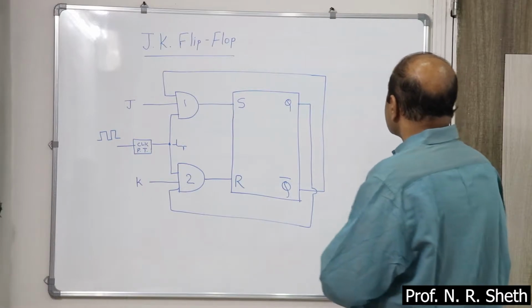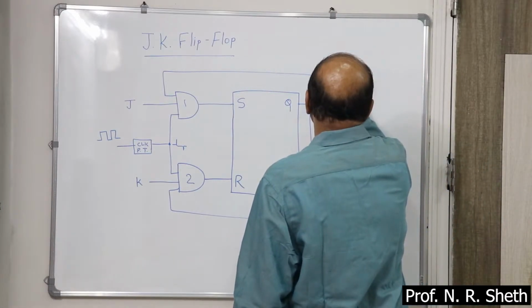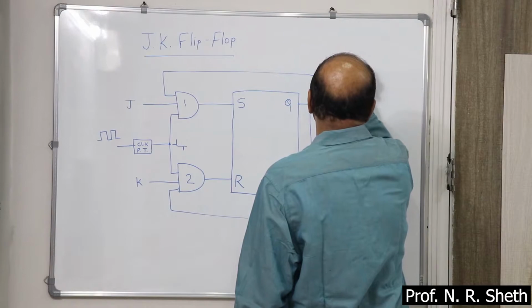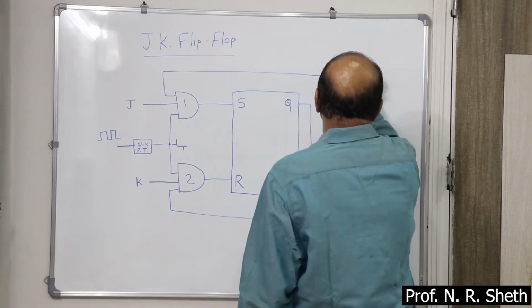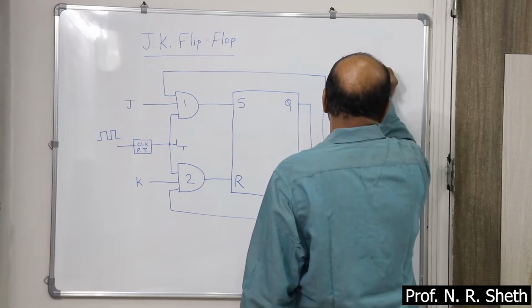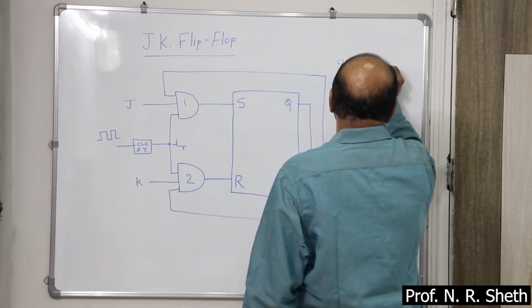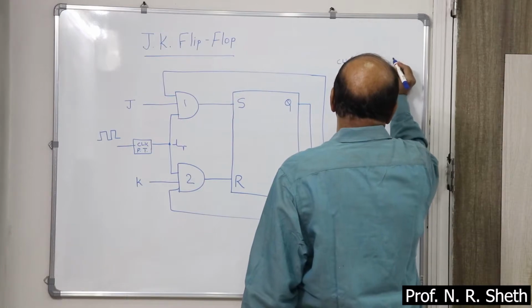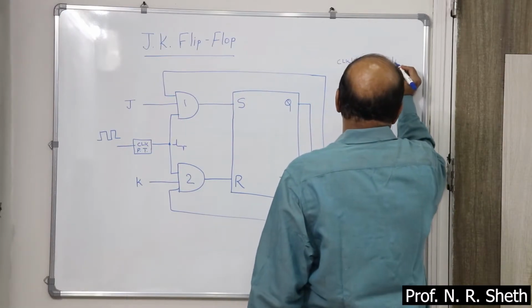Now, the truth table: clock, J, K, output Q of n plus 1, and action.